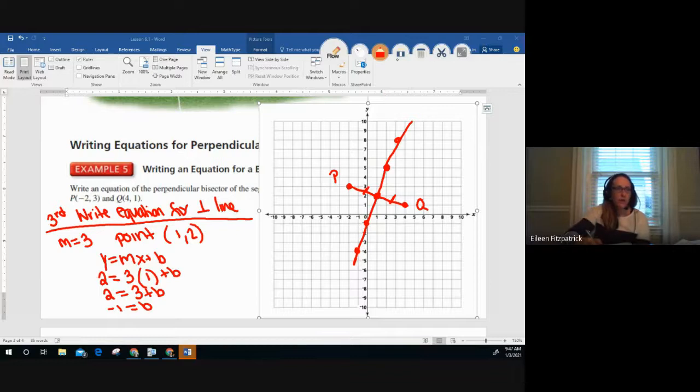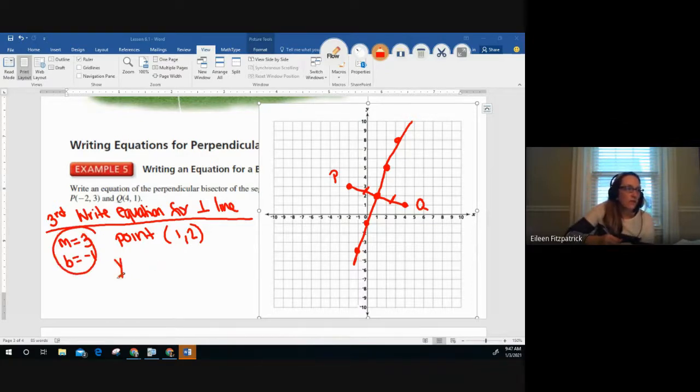Okay, so now that you know, and again, I could have seen that, right? I can see the y-intercept is negative, but now that you know that the y-intercept is negative 1, so that I know b is equal to negative 1, this is the information I need to write the equation of the line. So y equals 3x minus 1 is the equation for that line. Okay, and that's what the question was asking us to come up with. Find the equation of the perpendicular bisector.